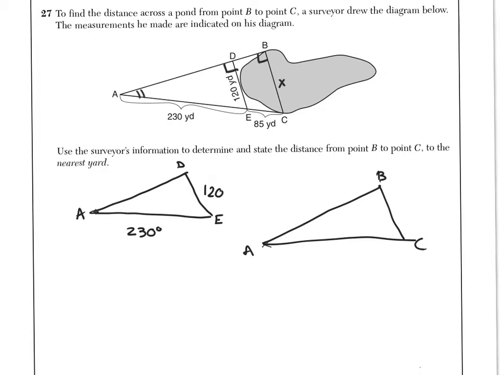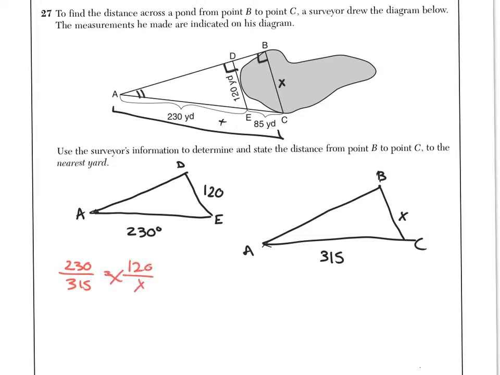All right? Now, it also tells us that AC is what? Well, it's not just going to be 85. Do not put that. Remember, we have to add these two numbers together. So we get 315. And since we're looking for BC, that's our X. Now it becomes pretty straightforward. Let's just set this guy up. So it's just 230 over 315 is equal to 120 over X.